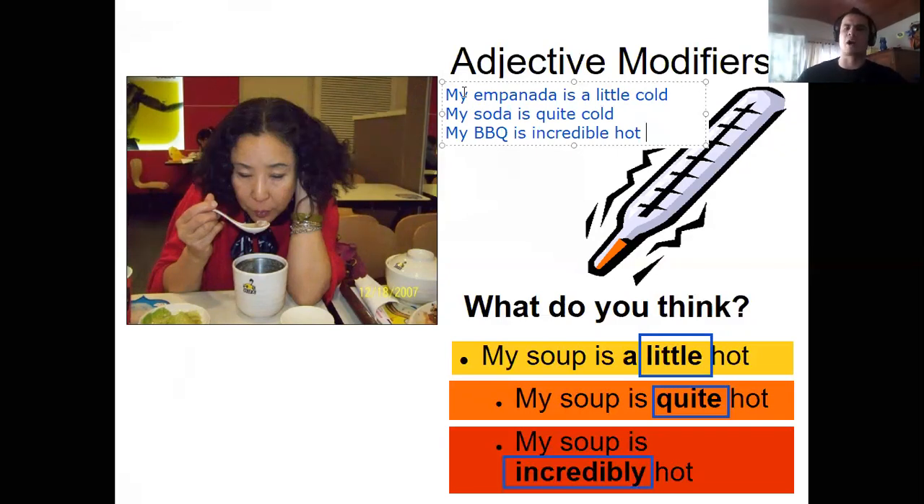My soda is quite cold. Mi soda o mi gaseosa está bastante fría. Okay, very good. And the number three, my BBQ or barbecue, it's incredibly hot. ¿Quién me dice la number three? The number three. Yo.